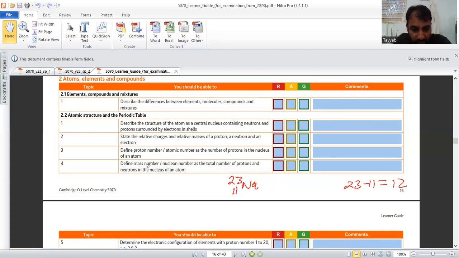Next, define mass number, or nucleon number, as the total number of protons and neutrons in the nucleus of an atom. I have explained this with the help of this revision checklist. So hope you are clear with nucleon number, proton number and mass number. Again, the sum of protons and neutrons in the nucleus of an atom is called nucleon number. We can see an example of this from the examination paper.